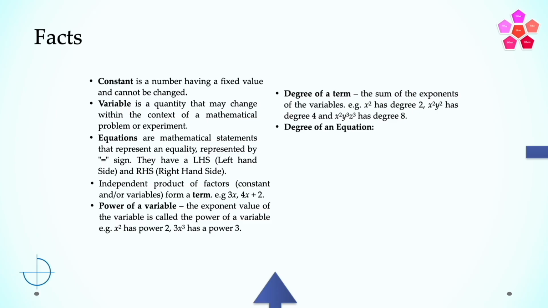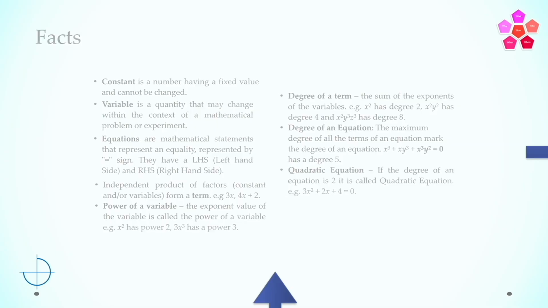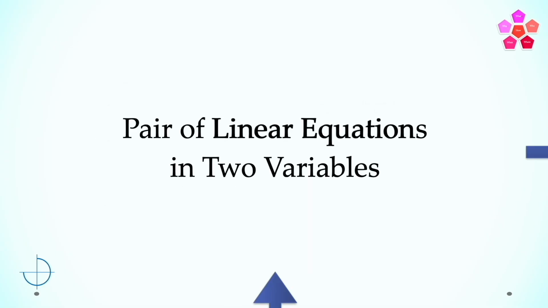Degree of an equation. The maximum degree of all the terms of an equation marks the degree of the equation. For example, x cubed plus x y cubed plus x cubed y squared is equal to 0 has a degree of 5. Quadratic equation. If the degree of an equation is 2, it is called a quadratic equation. For example, 3x squared plus 2x plus 4 is equal to 0 is a quadratic equation. Let's start our journey of pair of linear equations in two variables.